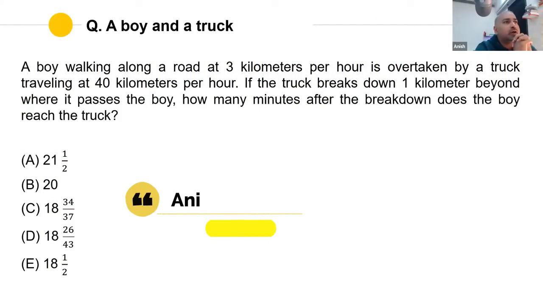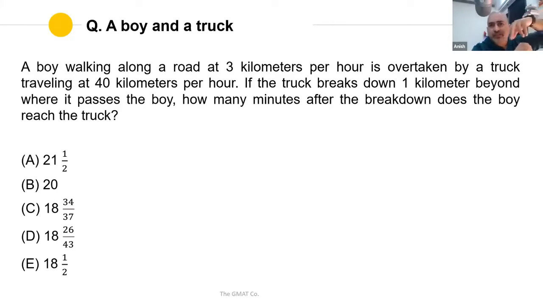A boy walking along a road at 3 kilometers per hour is overtaken by a truck traveling at 40 kilometers per hour. Overtaken by a truck? So that tells me that the boy is walking on the road at whatever his speed is, and then the truck comes from behind, right? The truck comes from behind, traveling in the same direction as the boy, and then overtakes the boy. All right. And the speeds are given, of course, the truck is faster.